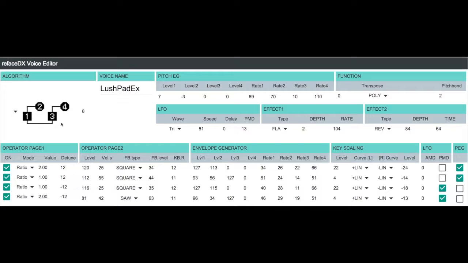Let's review the structure here. Again, we have ops 1 and 2 making up our first stack, ops 3 and 4 making up our second stack. So let's hear what this guy sounds like.